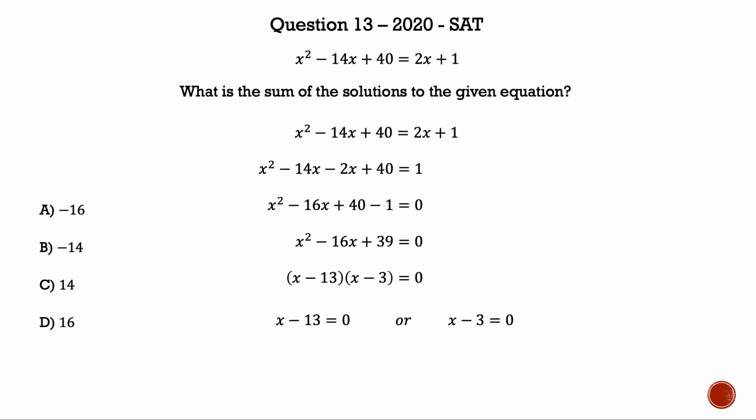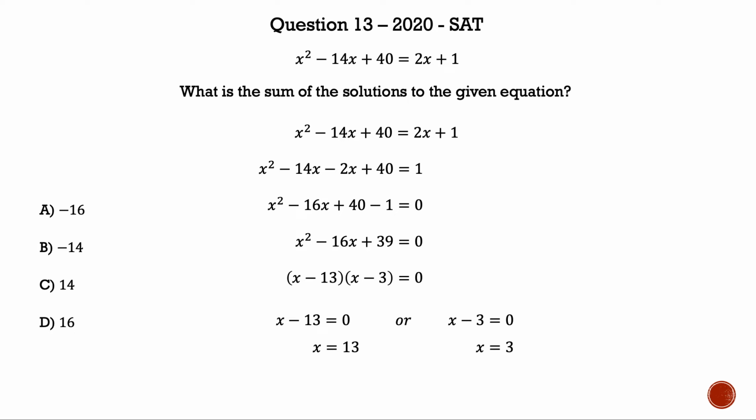Now, let's set each binomial equal to 0 and solve. So now we have x minus 13 is equal to 0, or x minus 3 is equal to 0. First, let's solve for x minus 13 is equal to 0. Let's add 13 to both sides, so x is equal to 13. Next, let's solve for x minus 3 is equal to 0. Let's add 3 to both sides, so x is equal to 3.